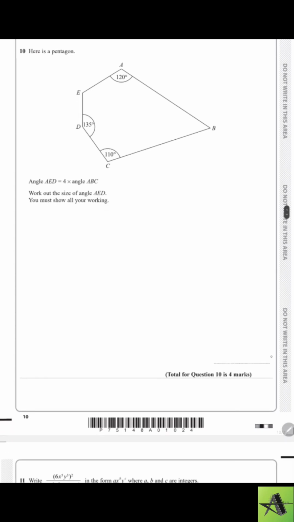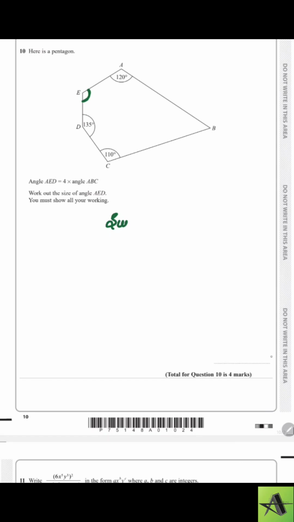Here is a pentagon. Angle AED is equal to 4 times angle ABC. Work out the size of angle AED. AED, that means this angle they are asking. For that, the first and most important thing is we should know the sum of all the angles in a pentagon. Well, there is a formula to calculate the sum of all angles in a polygon. If you haven't gone through this concept before, this is the best way to learn and understand it.